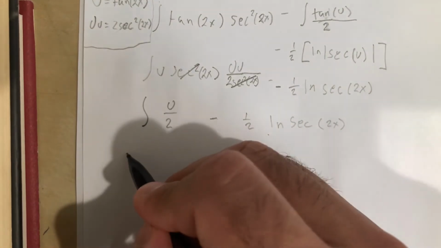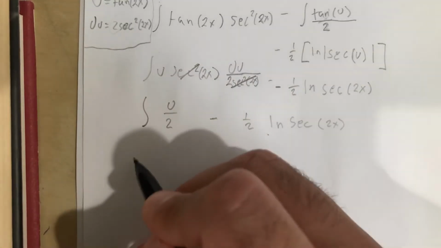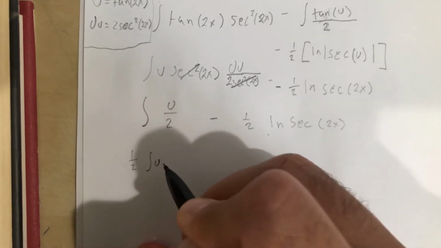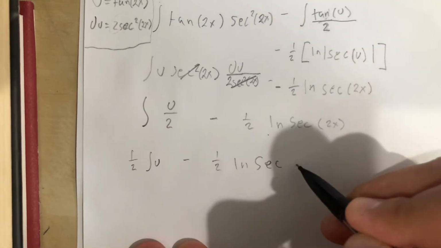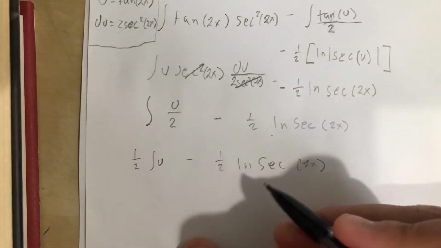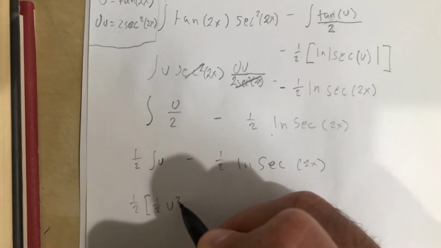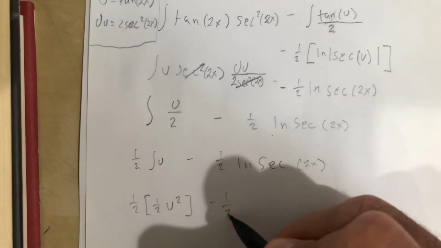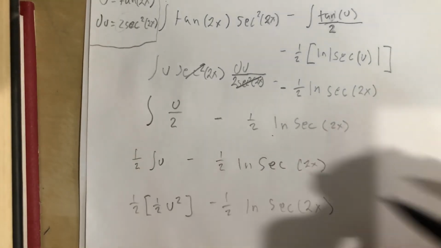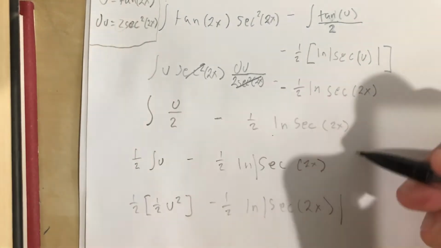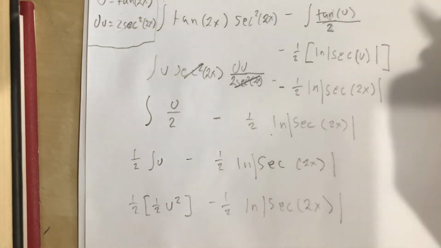And now if we factor out this 1/2, you have the integral of u minus 1/2 ln secant 2x, and then this integral is just going to be 1/2 u squared minus 1/2 ln secant 2x. Sorry, I keep forgetting that this is like that.